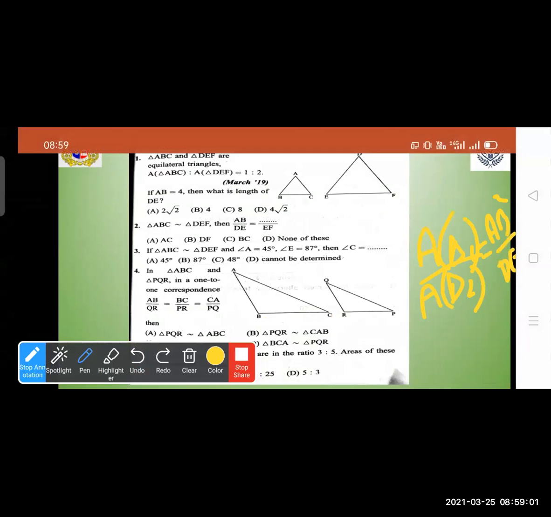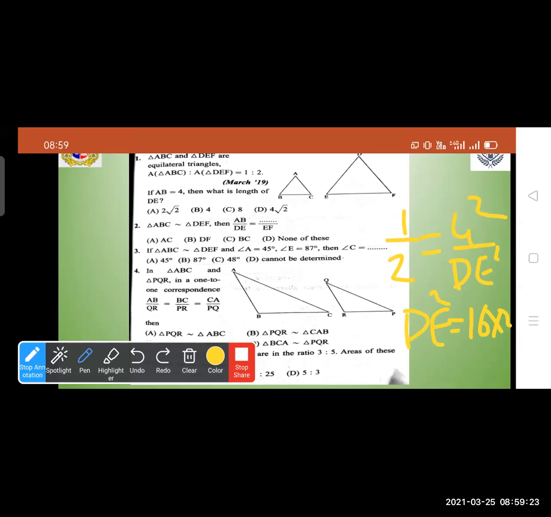Substituting here, we get 1/2 is equal to 4 square by DE square. So 4 square is 16. 16 into DE square is equal to 16 into 2. So DE is the square root of 16 into 2, and the square root of 16 is 4, so you get 4√2. So your correct answer is D. In this way you have to solve this question in your rough work and then write down the correct answer.